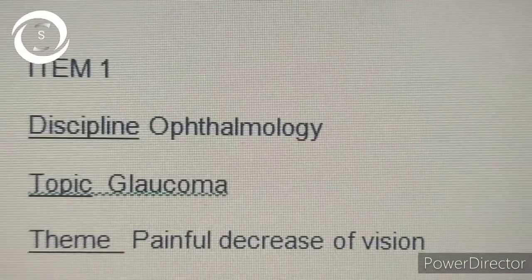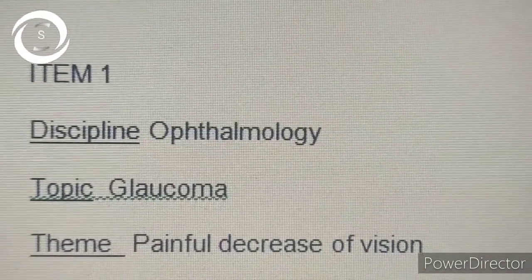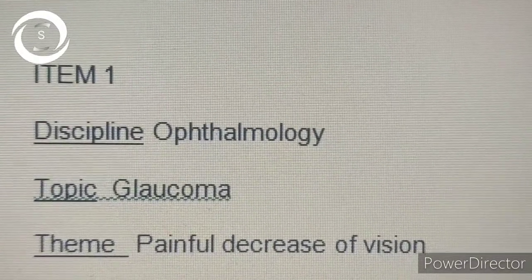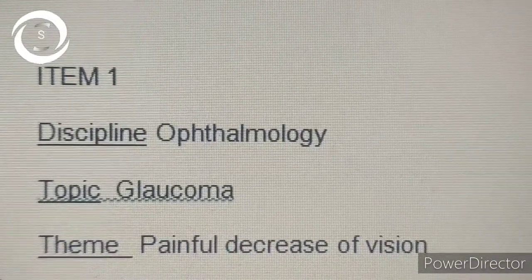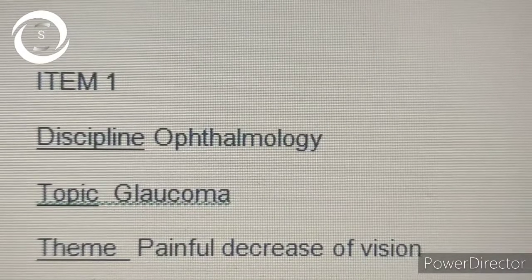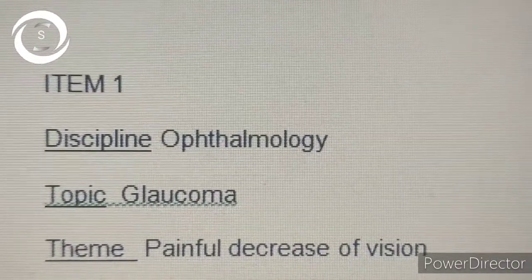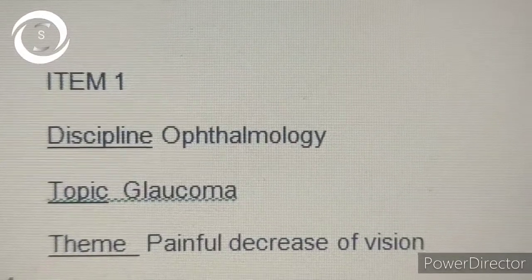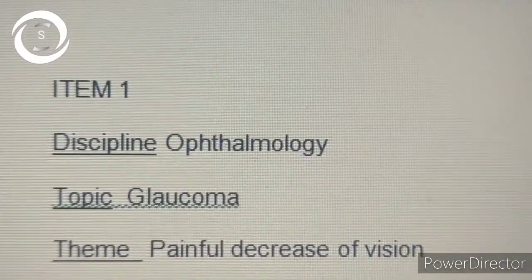So the MCQ is also called item. So you should write like item number 1, then you have to state your discipline. Like I am an ophthalmologist, so I would like to write ophthalmology. Then you have to write the topic, in which topic you have constructed this MCQ or taken this MCQ. So I have taken this MCQ from glaucoma.